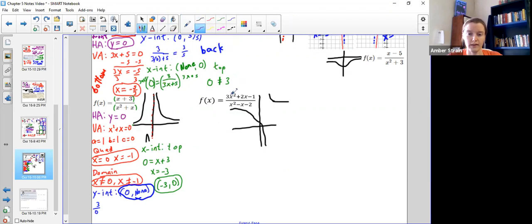All right, let's try this one. He looks like a doozy. Don't panic, we got this. Horizontal asymptote, that's the easiest. This one has degrees the same on top and bottom. Remember, this is an understood 1. So 3 over 1 is really just 3.